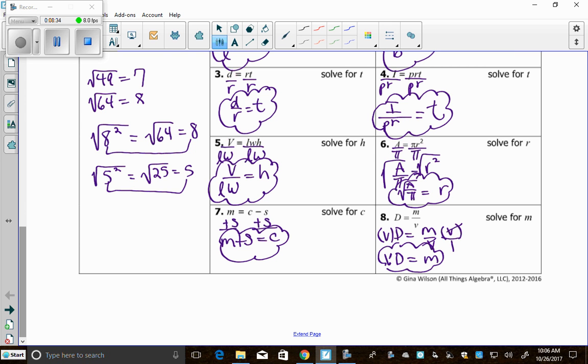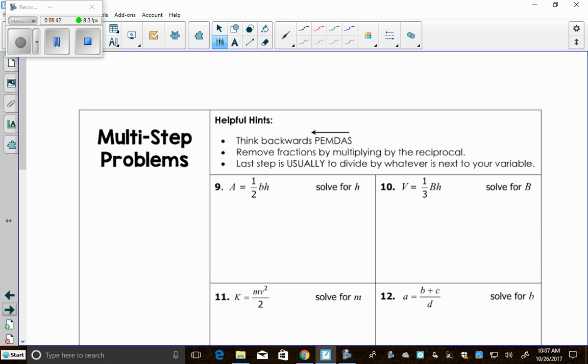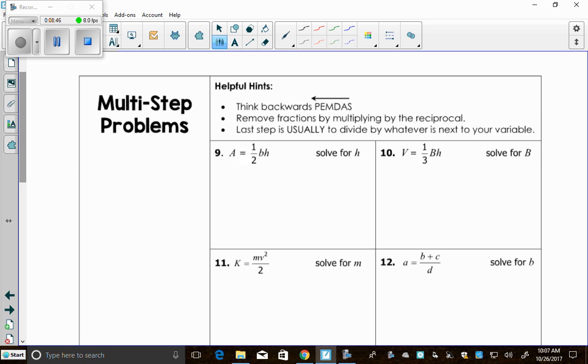Okay, let's turn to the back. All of those were one-step equations. These are two-step equations, or multiple-step equations. All right, look at the helpful hints. Think backwards. So you're going to go backwards with your Please Excuse My Dear Aunt Sally. You'll start with the subtraction, addition, and so forth, going backwards. Remove fractions by multiplying by the reciprocal. And your last step is usually to divide by whatever is next to your variable.